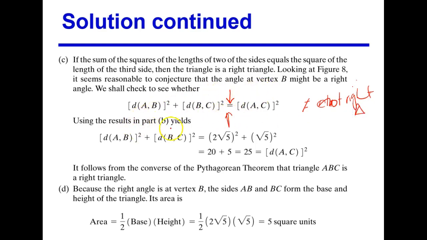So we're going to use the results that we got in our previous part. I'm going to take my distance from A to B and my distance from B to C, square both of those, and see if that equals the square of my distance from A to C. And you'll see here that it does.